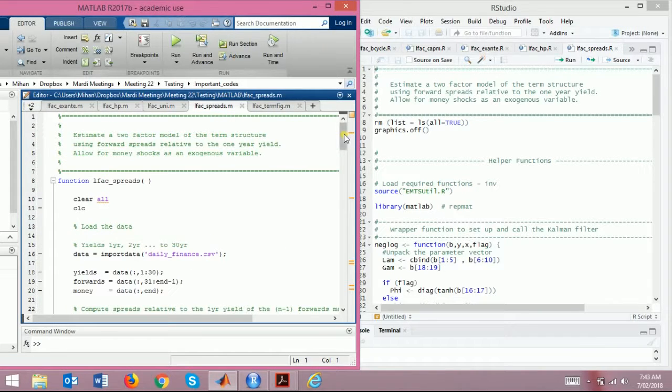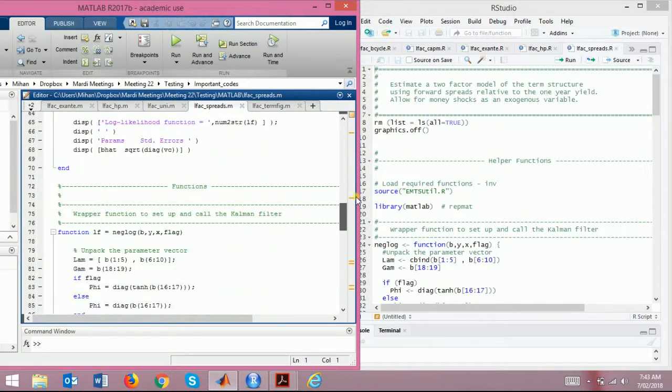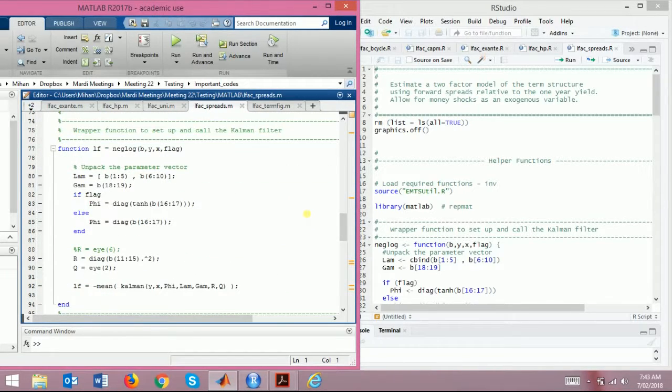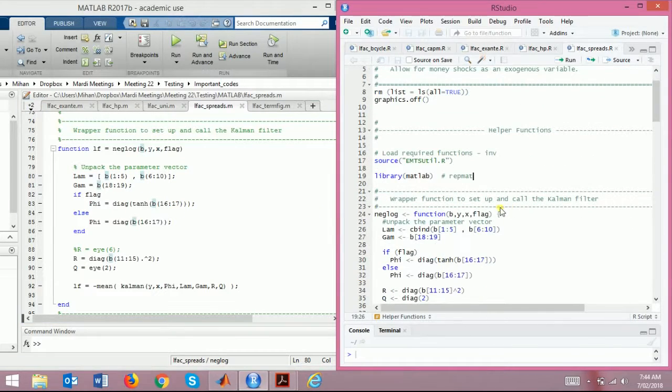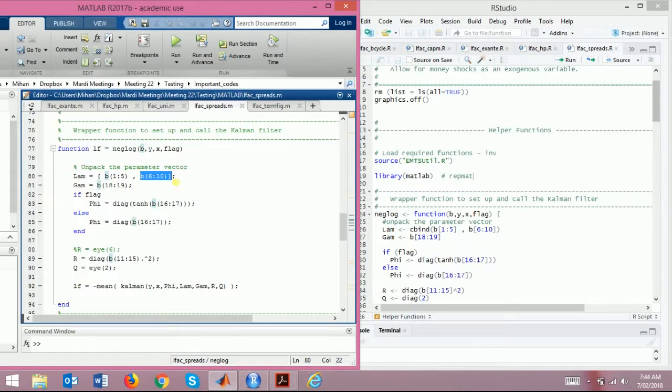Now LFAX spreads. We obviously have an additional local function, because first we need to create a wrapper function to call the Kalman filter. So flag two situations and unpack the parameters. Lambda is 1 to 5, 6 to 10. So we have two factors. Lambda for the first factor is 1 to 5, because there will be different shocks going into the system, and 6 to 10 is the second factor.